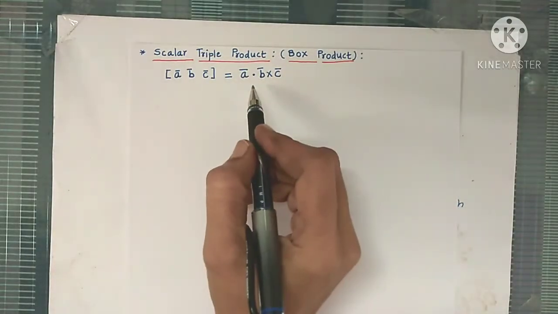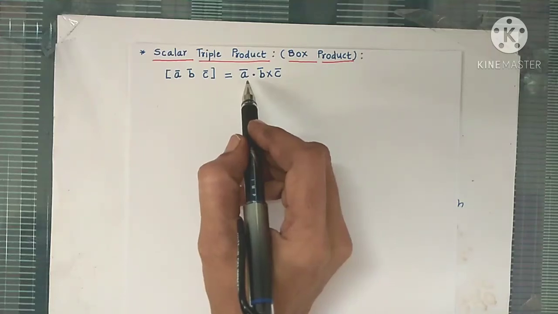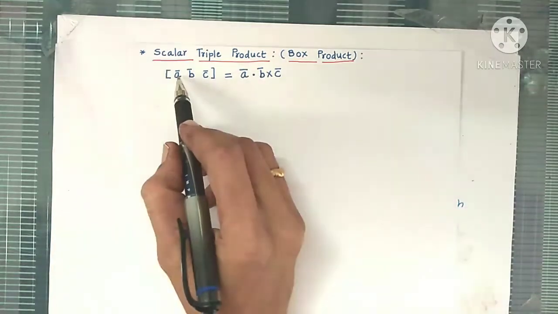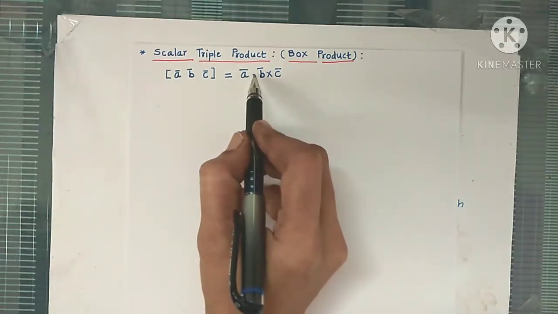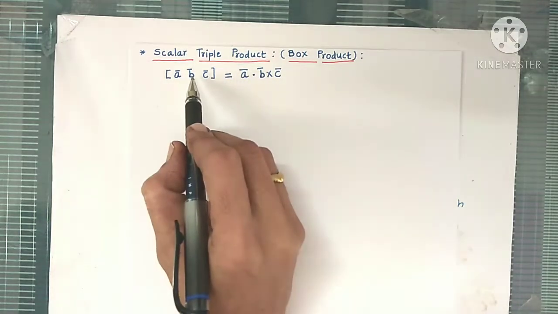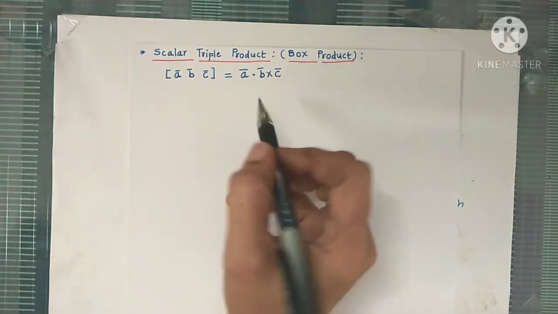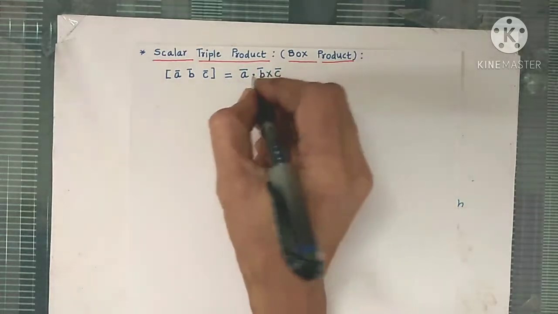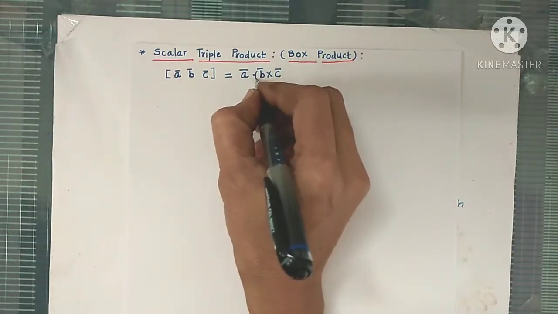See, the order is important here. So what is the definition? First of all, we have to write the first vector, then a dot product of the second and third vector. So a bar dot b bar cross c bar. Let's put a bracket here.